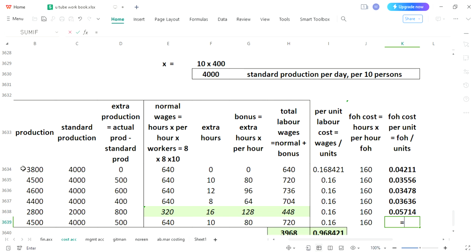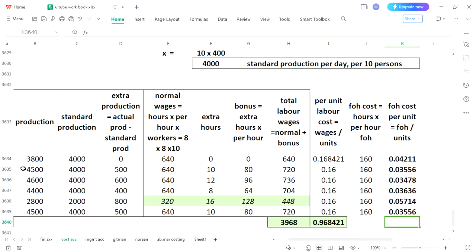I can put a formula and automatically every amount would be calculated. But here we were having two options. Either we could take these hours, or we can follow 48 hours as an option. As we have decided that 48 hours is more beneficial for providing overtime payment, we have got 160 divided by number of units produced 4500, and in this way we will calculate FOH cost per unit.